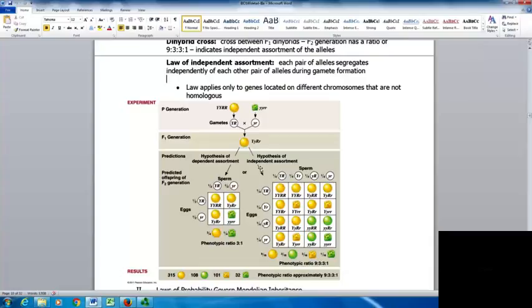Using independent assortment, we can create a set of all the possible gametes for the eggs and a set of all of the possible gametes for the sperm. The easy way to figure these out is to use what in math is called the FOIL method. If you look at the first of each letter, big Y, big R, that's going to be one of the possible gametes. If you look at the outer two letters, big Y, small r, that's the second possible gamete. The inner two letters, small y, big R, third possible gamete. The last of each letter, small y, small r, the last possible gamete.